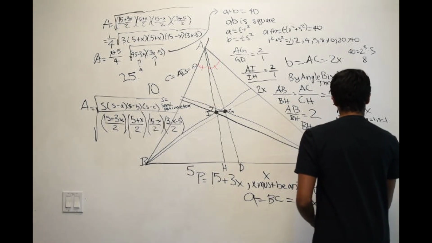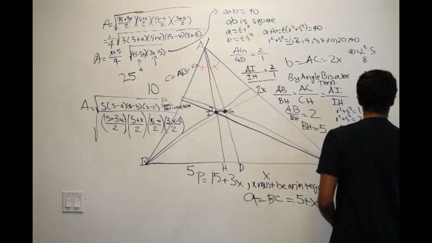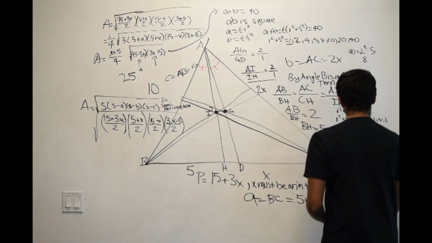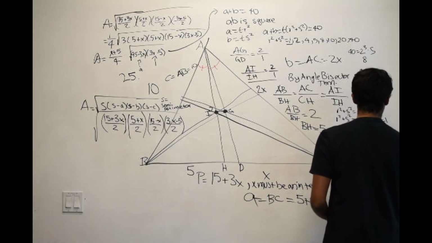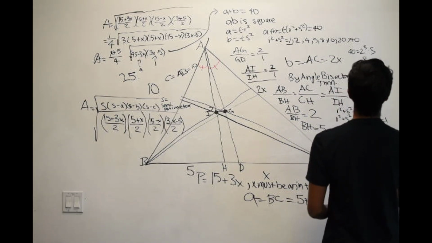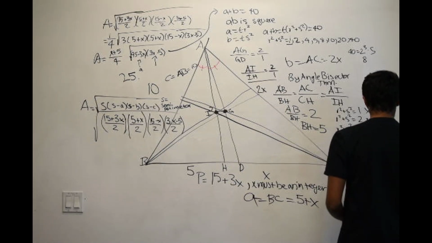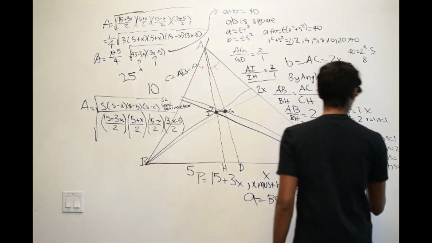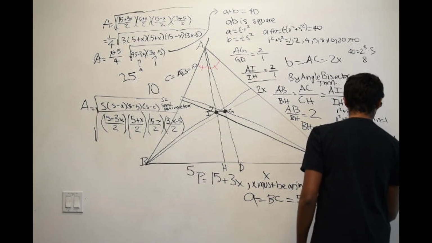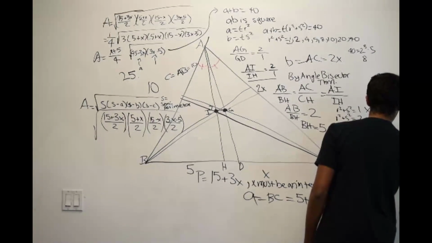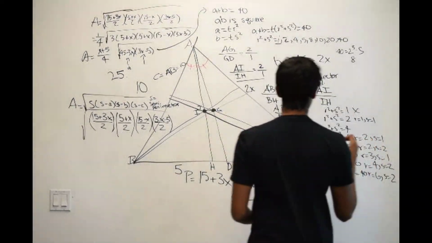r squared plus s squared equals 10: r equals 3, s equals 1. r squared plus s squared equals 20: r equals 4, s equals 2. And then r squared plus s squared equals 40 gives r equals 6 and s equals 2. Okay.